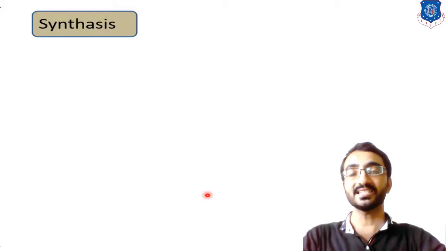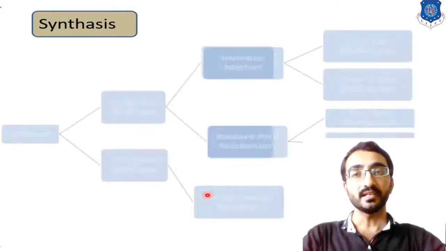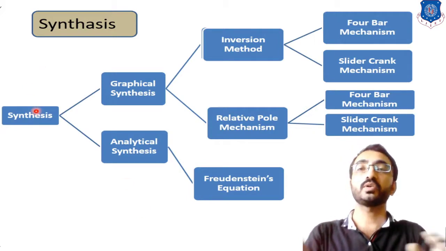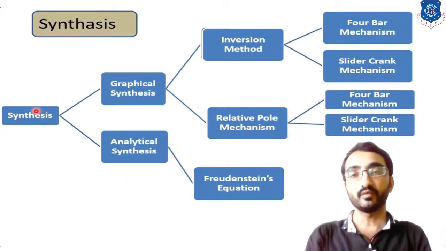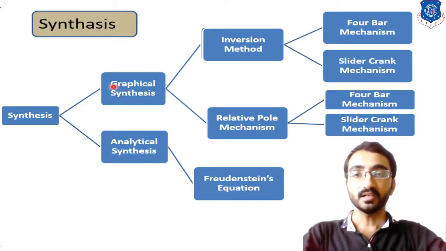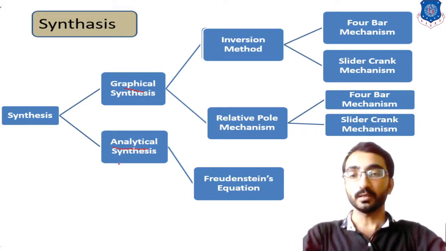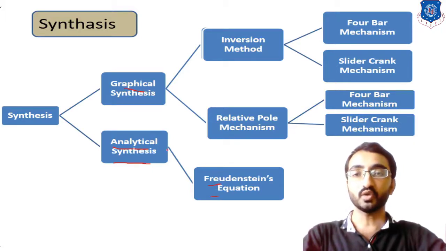The synthesis process can be divided into different types. For example, if we want to design a new mechanism, we can do it either by the graphical method or by the analytical method. So we can divide this process into mainly two types, graphical and analytical. I have prepared one video covering the analytical method of synthesis, in which we learned about the Freudenstein equation. In this session, we will learn about graphical synthesis.